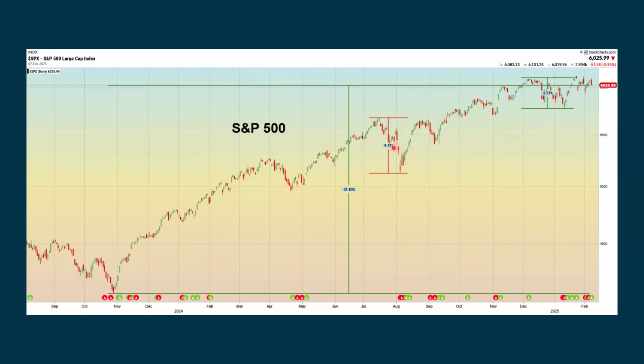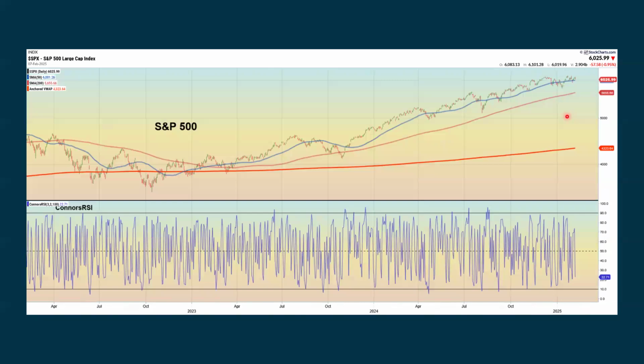So I have one here that happened back in 2024, and then we were coming down here at the end of 2024 into 2025, but now we're just kind of chopping along sideways. Another momentum oscillator is the Connors RSI. We use it like a regular RSI.